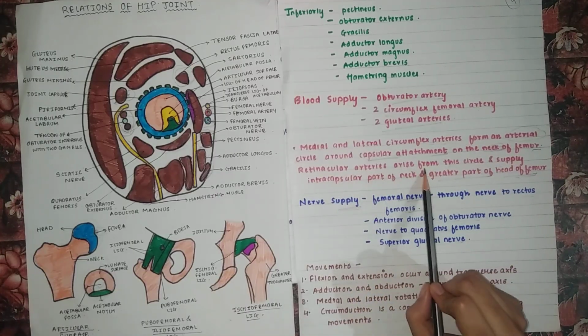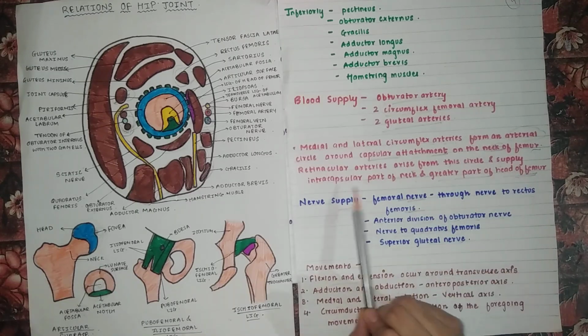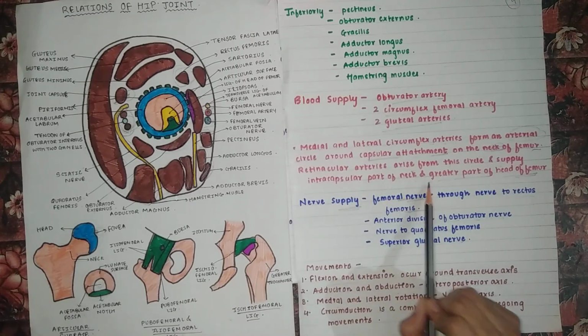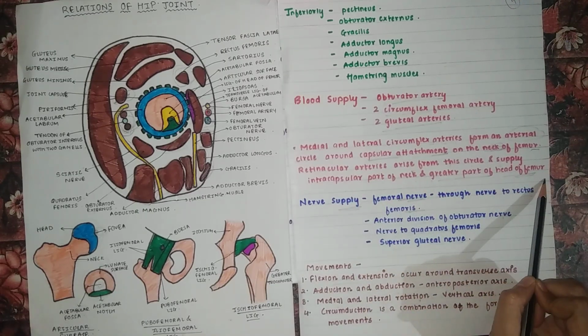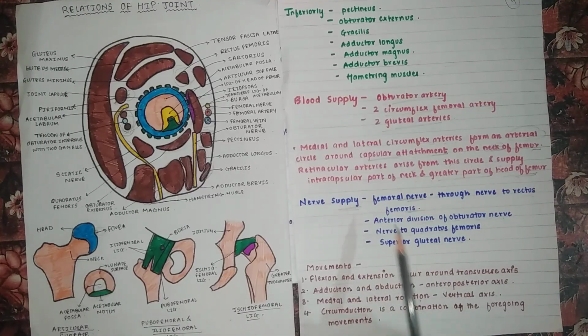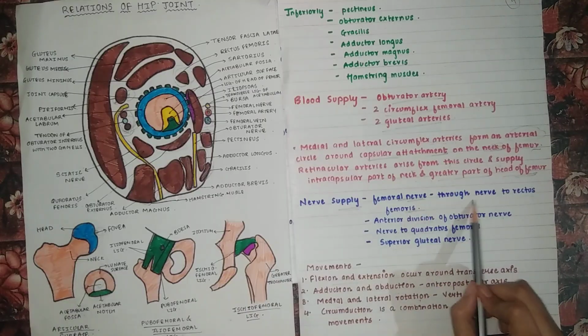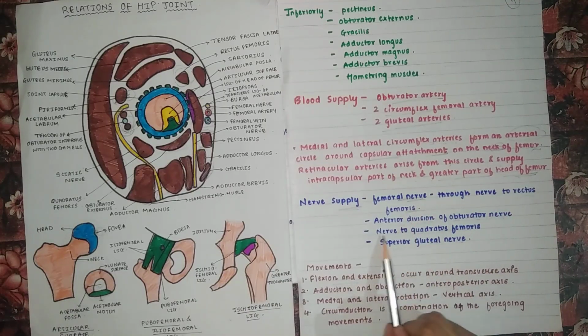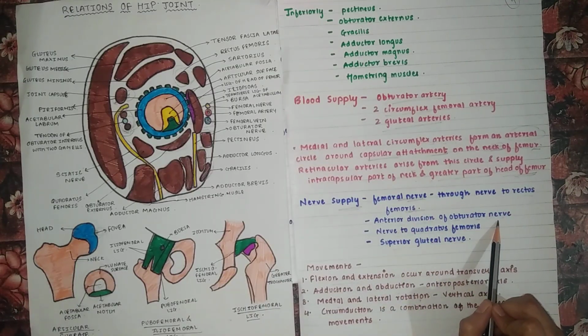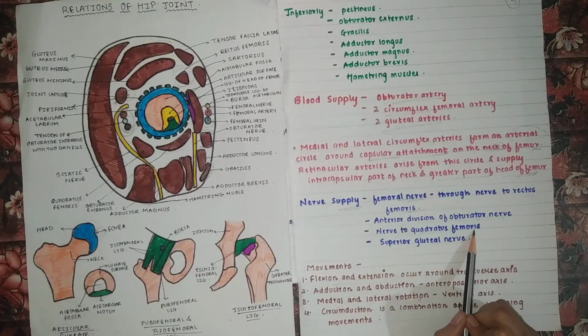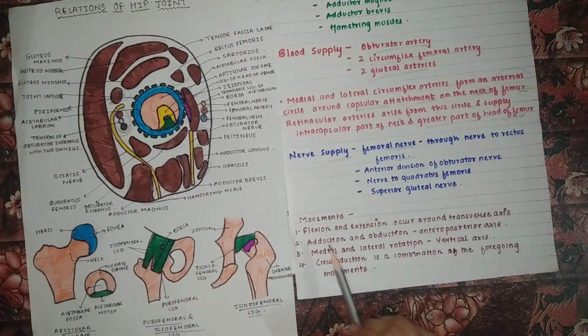Retinacular arteries arise from this circle and supply the intracapsular part of the neck and greater part of the head of femur. Nerve supply. Hip joint is supplied by 4 nerves. Femoral nerve through the nerve to rectus femoris, anterior division of obturator nerve, nerve to the quadratus femoris and superior gluteal nerve.